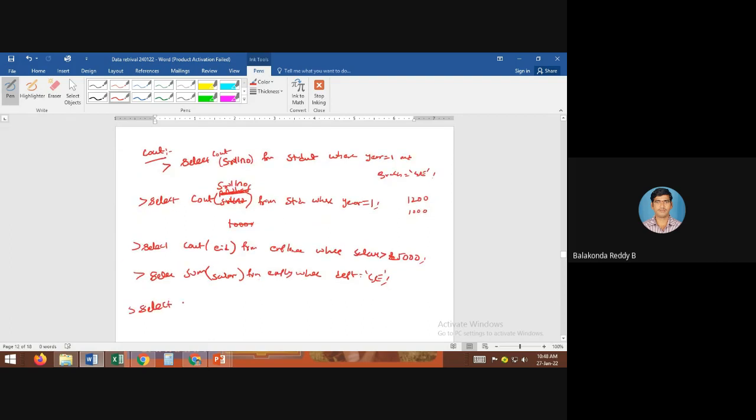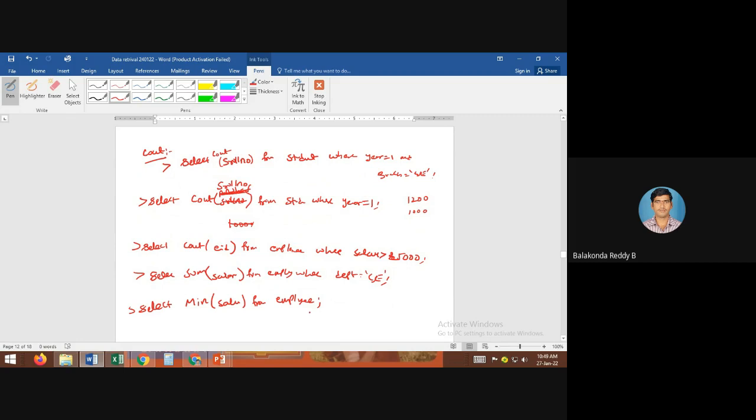Next. Now I'm writing one more. What is the third one? Select min of salary from employee. What is the output of this query? Yes, the minimum salary of the employee. It gives the minimum salary in the employee table.